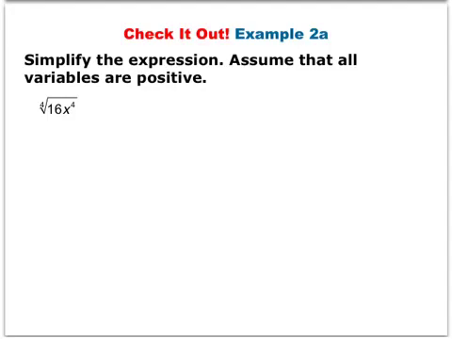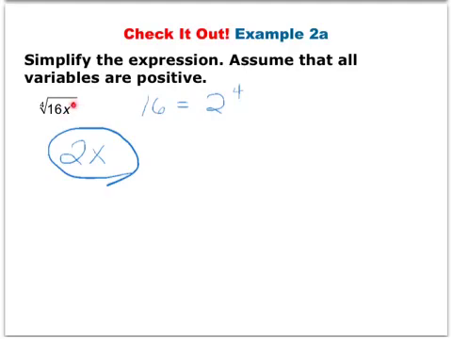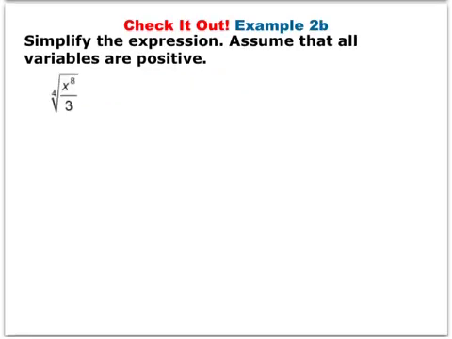Go ahead and simplify the expression. All right, so 16 is the same as 2 to the 4th power. And x to the 4th, remember when the index and the power match, it just goes to x. So that was an easy one. Okay, try another one. Here we're going to have to rationalize.